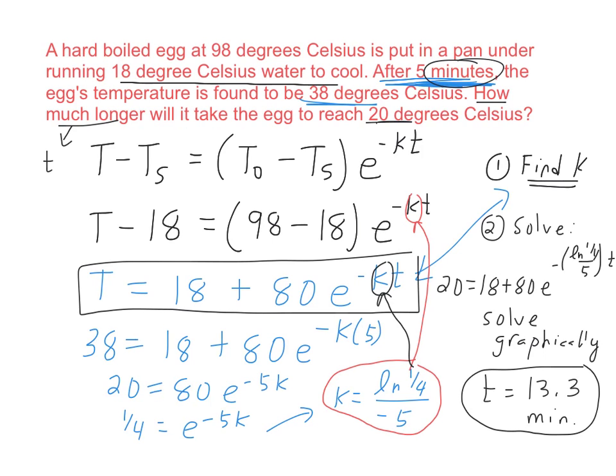So again, you could enter this as is and solve it graphically. In y1 you'd put 20, in y2 you'd put the whole right hand side, and look to see where they intersect. Of course, we're talking about time, so you would only be looking for positive values. So solve that graphically.